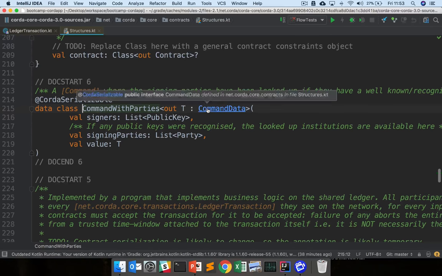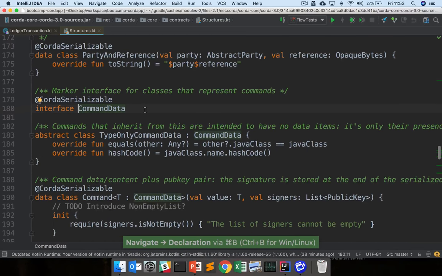And command data is just a marker interface that must be implemented by anything that's a command. So it's just useful later on when we look at contracts so that we can pick out the commands easily within the transaction.